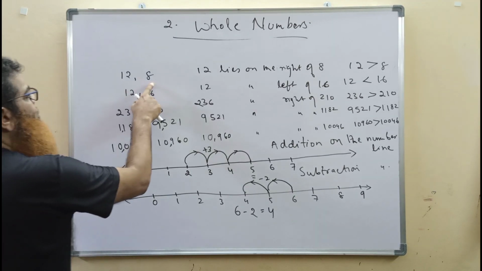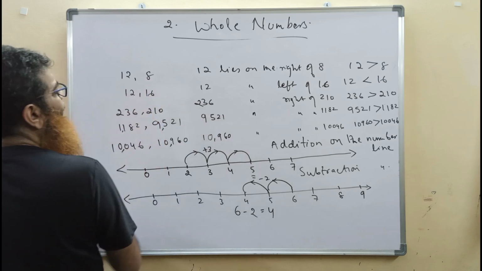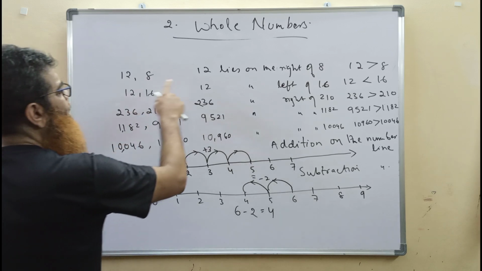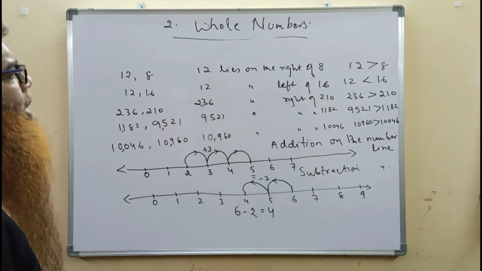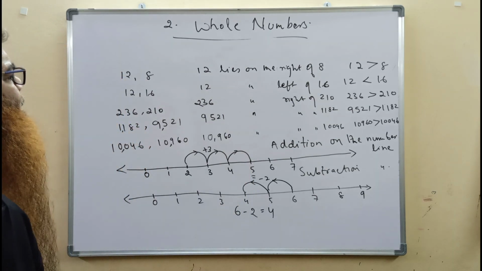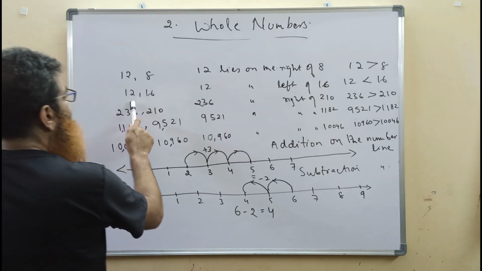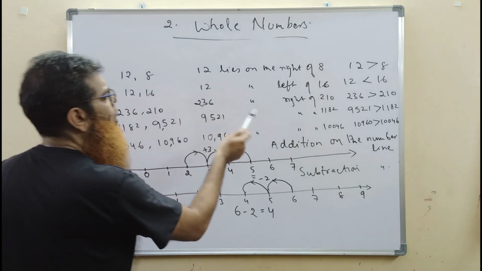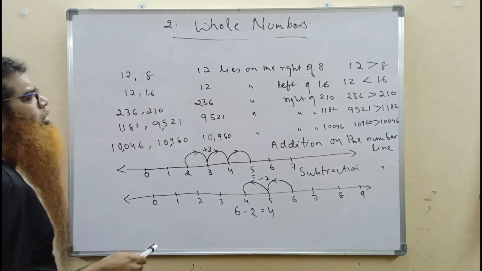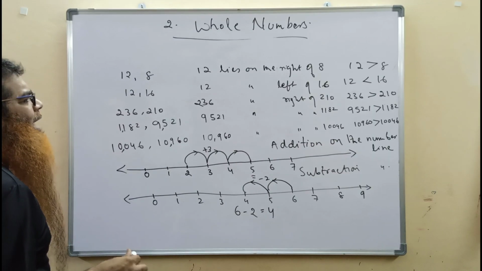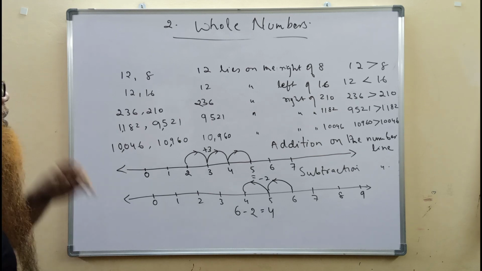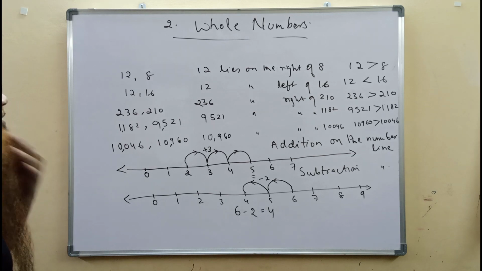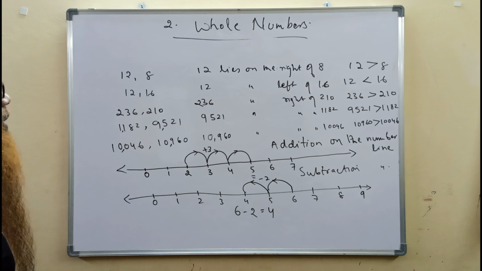12 and 8, we are comparing 12 and 8. We know that 12 lies on the right side of 8 on the number line and 12 is greater than 8. When we compare 12 and 16, 12 is on the left of 16 on the number line, or 12 lies on the left of 16 on the number line. 12 is less than 16. 16 is greater than 12.